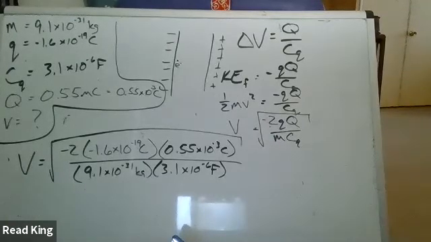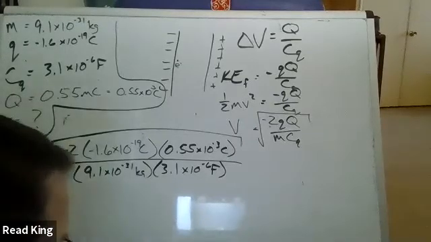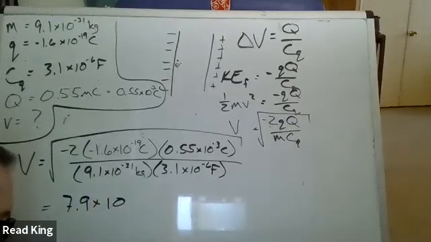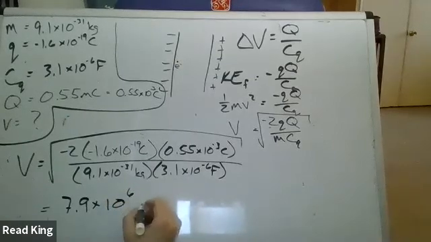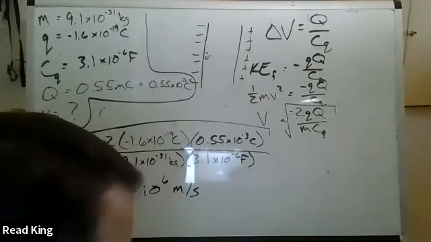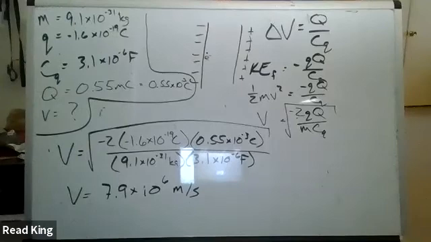3.1 E minus 6, divide. And then we take the square root and hopefully, how many digits? 2 digits. So I came up with 7.9 times 10 to the 6 meters per second. Wow. Double wow. The reason why I say wow is that's a substantial percentage of the speed of light. I mean, I guess it's not that much. It's still slower, but it's fast.